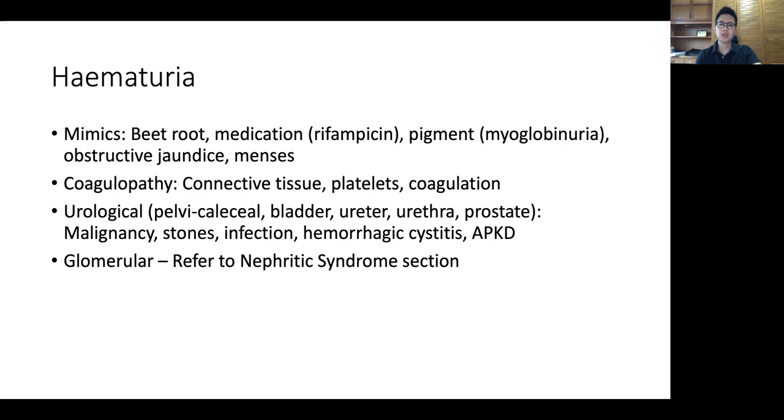Then next would be to exclude urological causes. So this can be any pathologic process that's taking place in the pelvic calyceal areas, bladder, urethra, and the prostate too. So malignancy, stones, infections, other causes like hemorrhagic cystitis with certain medication like cyclophosphamide, and adult polycystic kidney disease can also cause bleeding. And finally, after a urological cause is excluded, then to think about glomerular sources of bleeding, which we'll talk about in the glomerular section of this presentation.